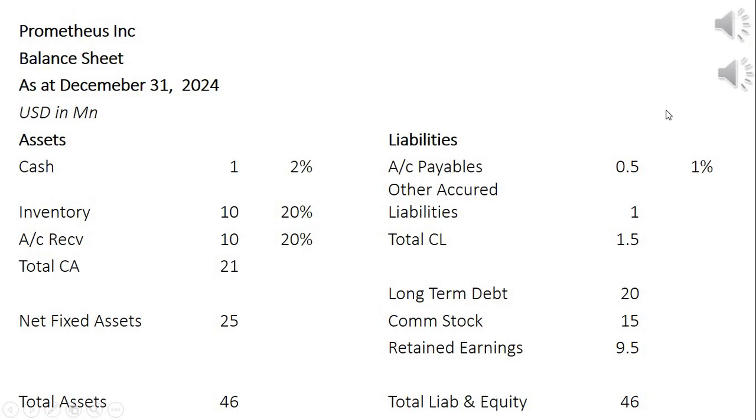Here we have the balance sheet from the last year. We can observe that the firm maintains cash at about 2% of sales, while inventory and receivables stand at 20% of sales each. Net fixed assets do not have any significant relationship with sales.